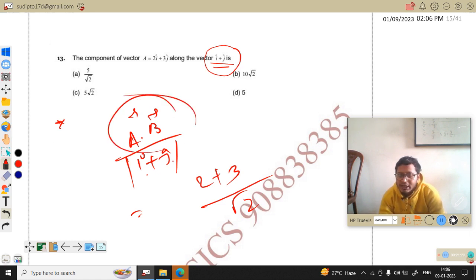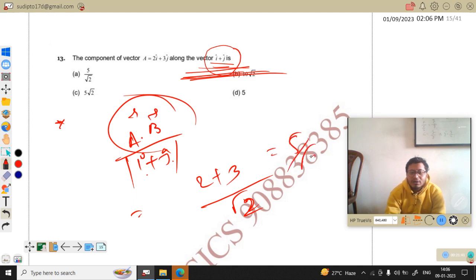But along which vector we have to find the component, their magnitude we have to divide by. That means the vector along which we find the component, we divide by its magnitude. So it is 5 by root 2. Next.